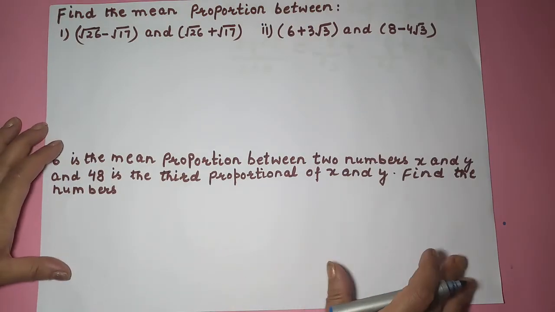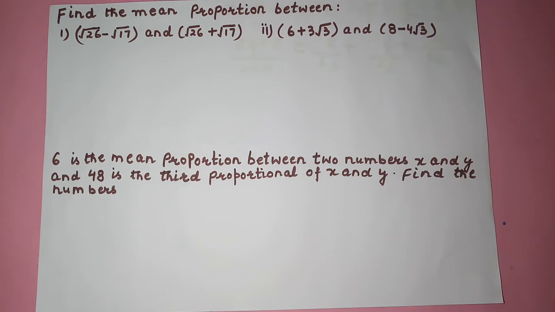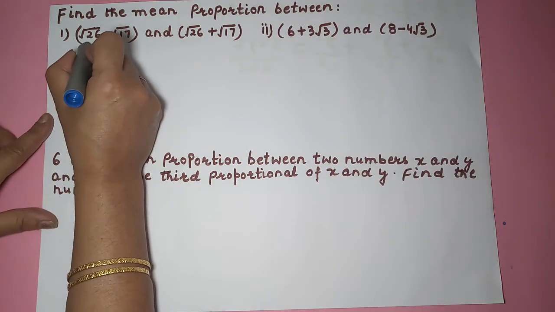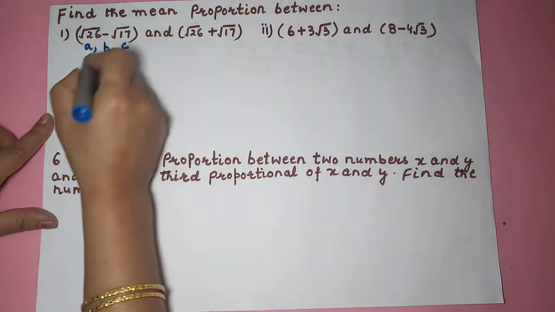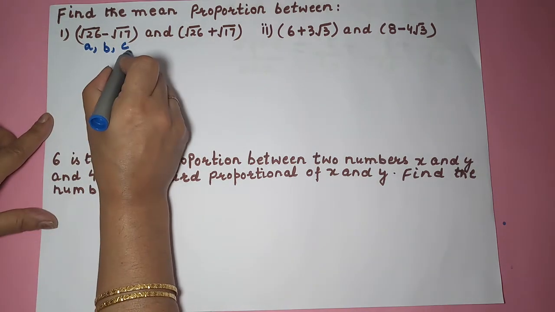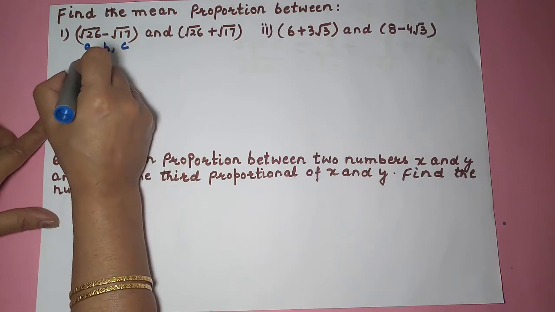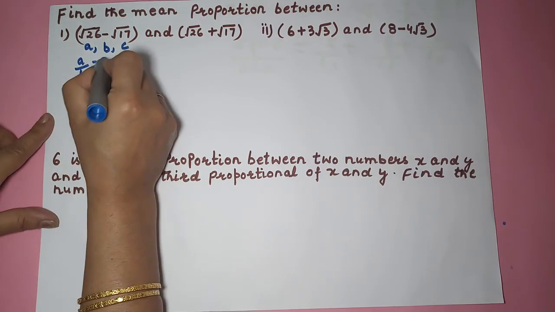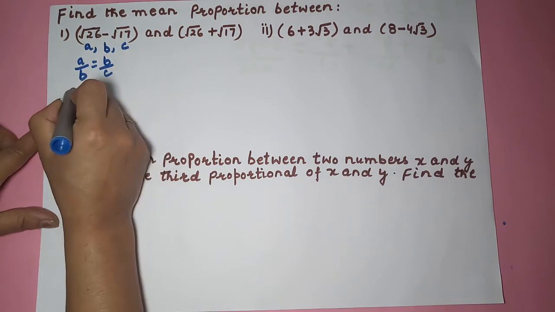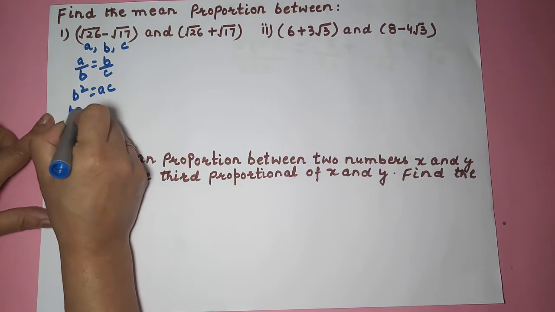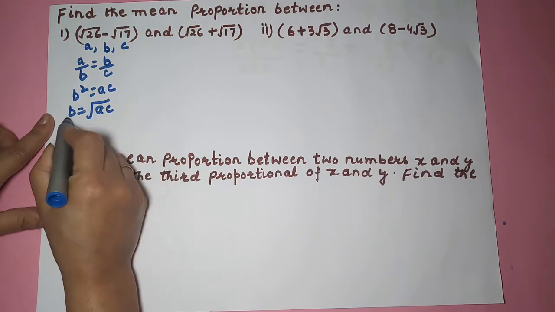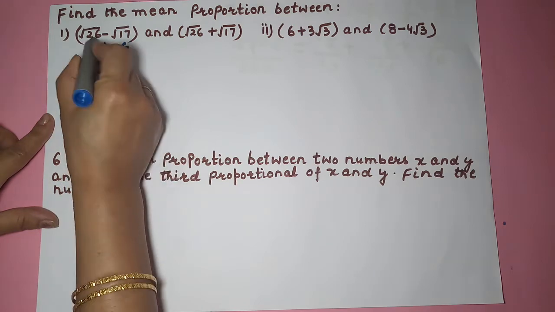Okay. Let's try some more sums. Now this time we have to find the mean proportion between these two numbers. And we know that if we have three numbers, say for example A, B and C, in continued proportion, how do we find the mean proportion? It is always A by B equal to B by C. Then we say that B square is equal to AC. So B is equal to under root of AC. So B becomes the mean proportional between these two numbers.